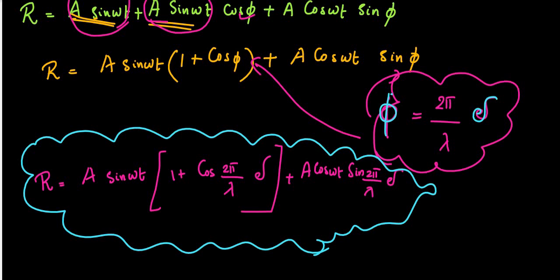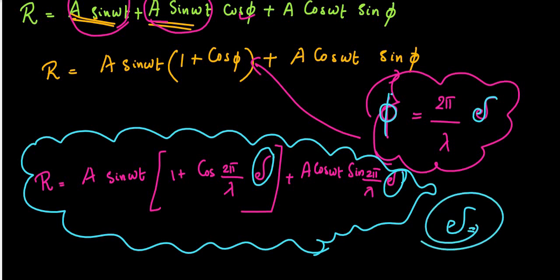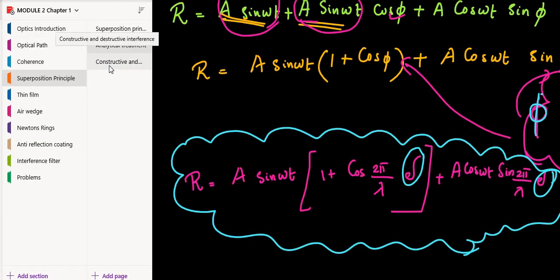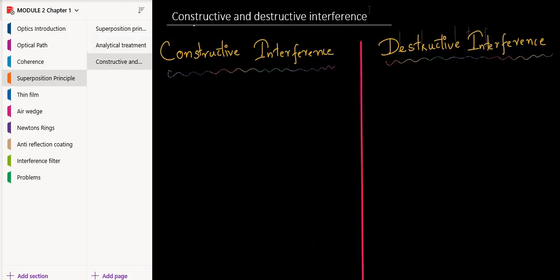Depending on the value of delta, we will be having the maximum and minimum intensity. I hope you understood the topic. Now let's derive the condition for the maximum and minimum intensity.